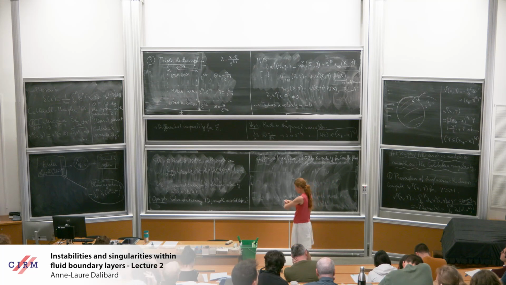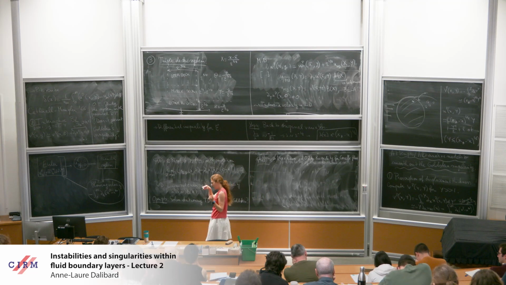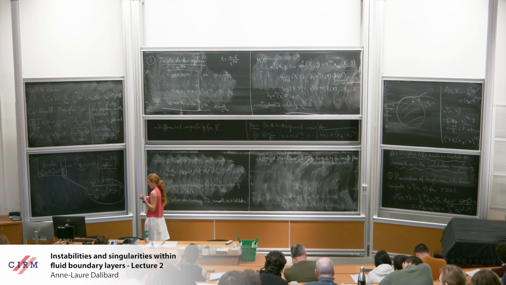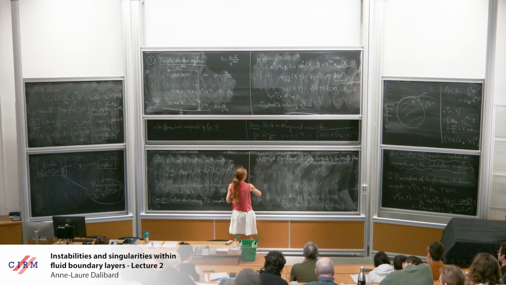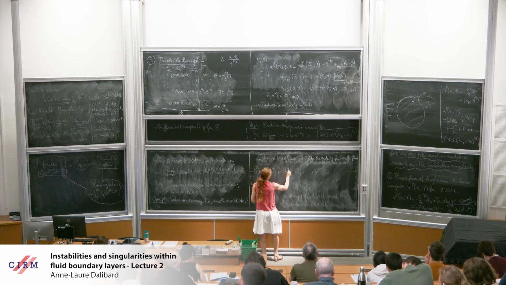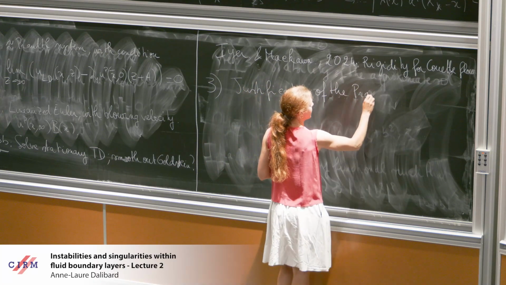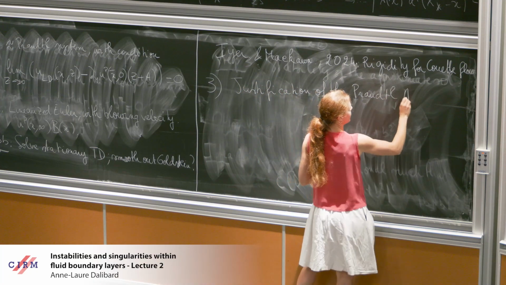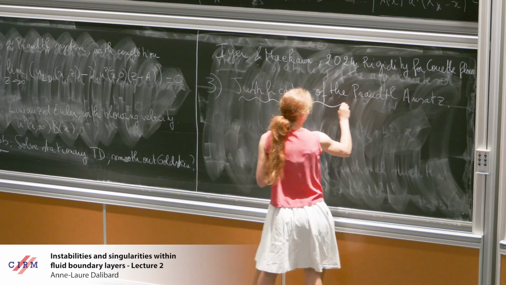Maybe I'll do a short review. So maybe the first paragraph was about the non-recirculating theory. Second paragraph was about separation, and this would be my third paragraph, which would be the justification of the Prandtl ansatz. So I will go quickly on this, unfortunately, even though, again, these are very nice results.